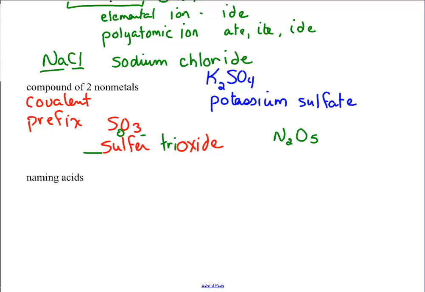the first element as its element name, so that's nitrogen. The second ion is the IDE ending, so that's going to be oxide. But now I have to put prefixes on both element names because I have more than one of each. So my prefix for 2 is di. My prefix for 5 is penta. Or I just leave off the A and it's pentoxide.